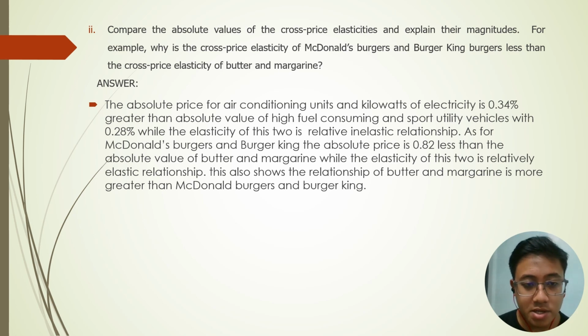As for McDonald's burgers and Burger King, the absolute price is 0.82, less than the absolute price of butter and margarine, while the elasticity of these two is relatively elastic relationship. This also shows the relationship of butter and margarine is greater than McDonald's burgers and Burger King.